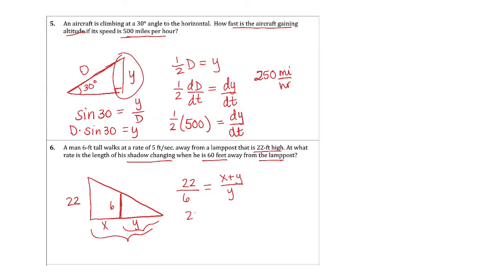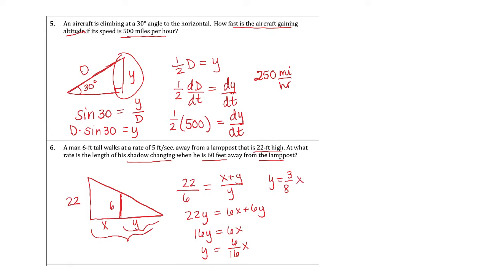So if we cross multiply, we have 22y equals 6x plus 6y. And so we have 16y equals 6x. And so solving for y, just because that's what we normally do, we have 6 over 16 x. And I would reduce that because we are about to take the derivative of it. So that means that y equals, if we reduce that, 3 over 8 x.